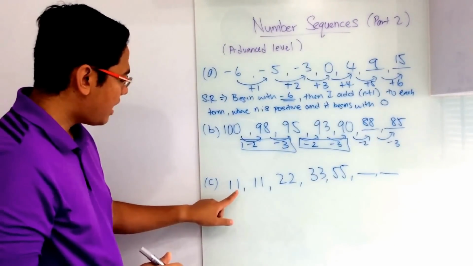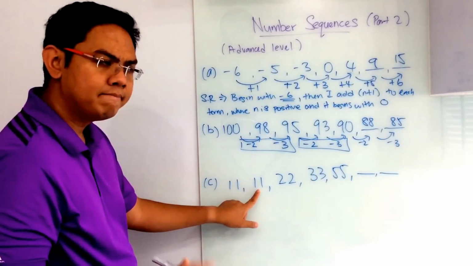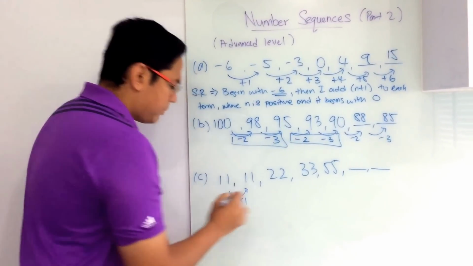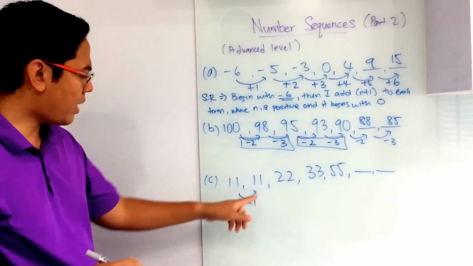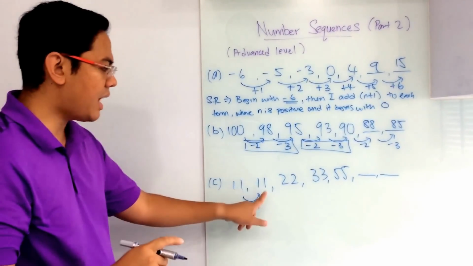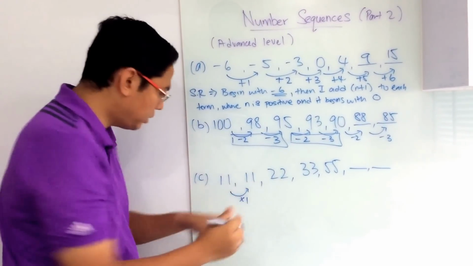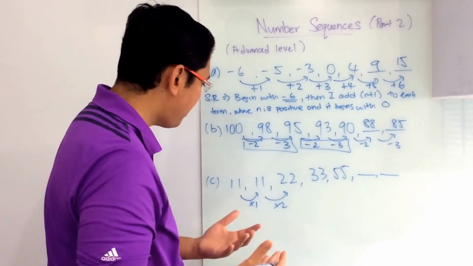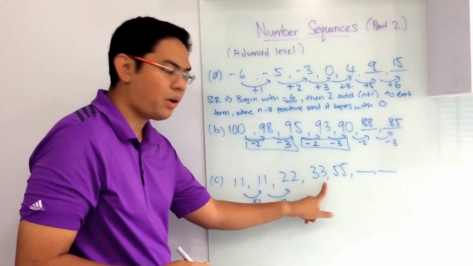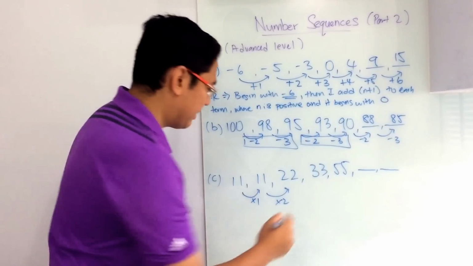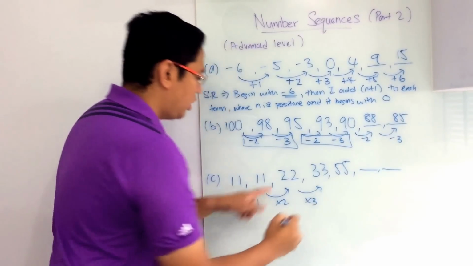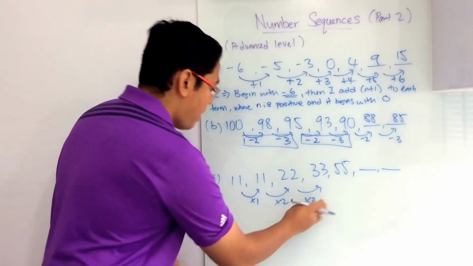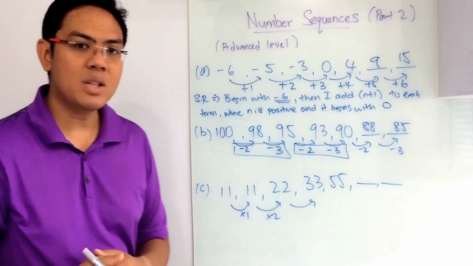Let's take a look. 11, 11. Okay, is it a multiplication of 1? Okay, alright. What's the second term to the third term? 11 and 22 is a multiplication of 2, alright? Let's take a look. Multiplication of 2. I'm getting somewhere, right? But look at the third term to the fourth term. Is it a multiplication of 3? 22 multiplied by 3 is 66. Is this 66? No. But, alright, this doesn't work.